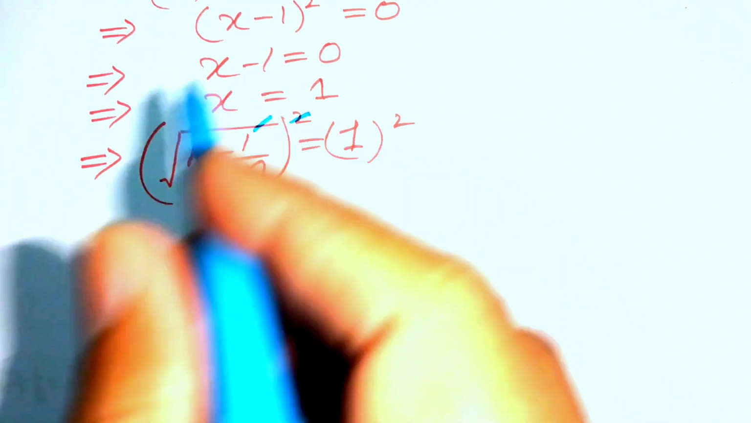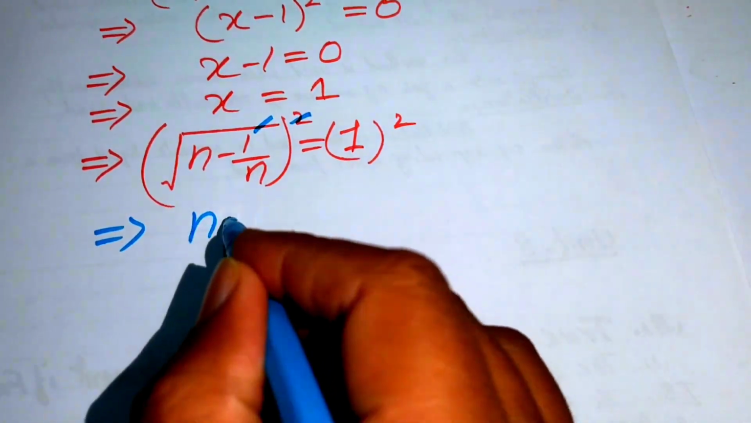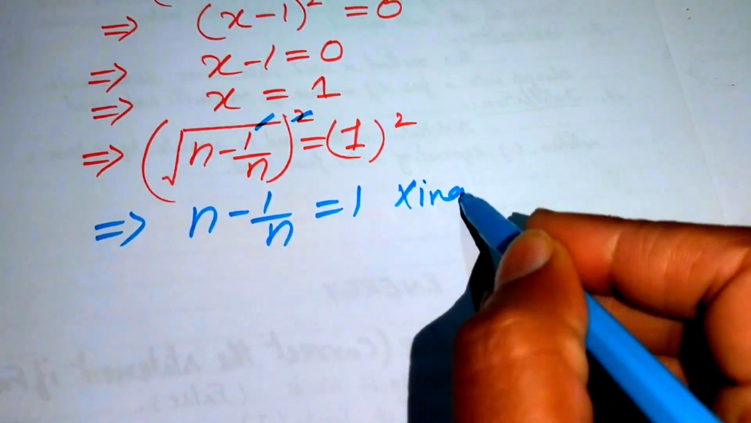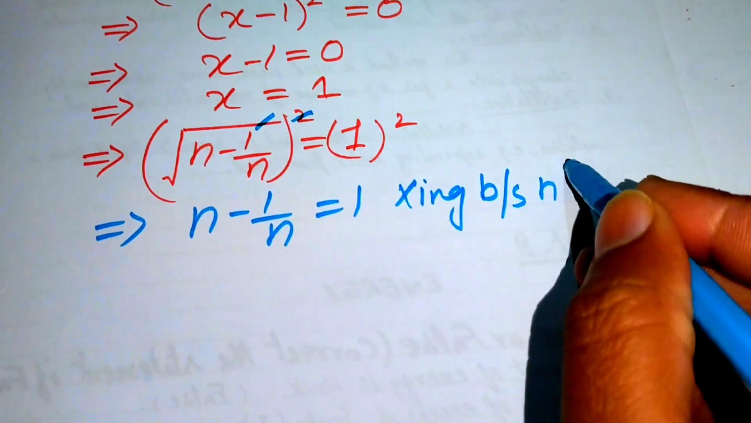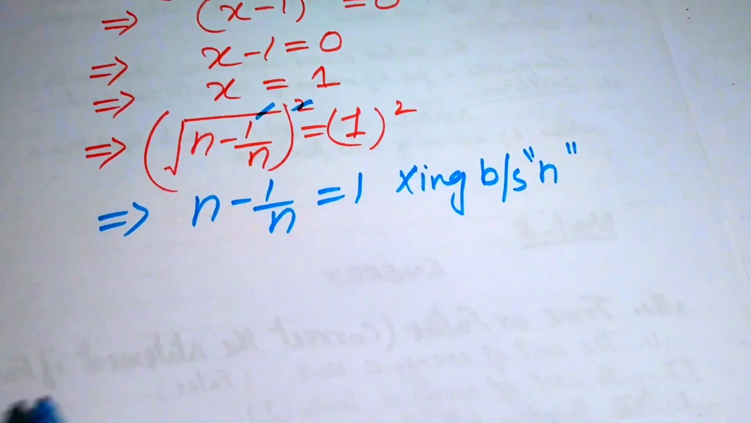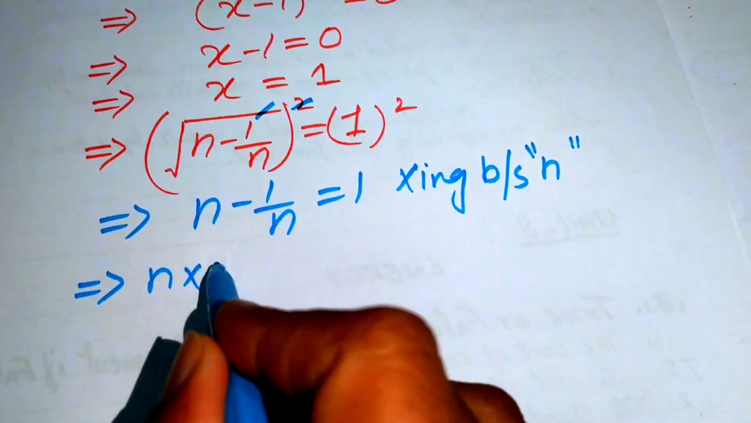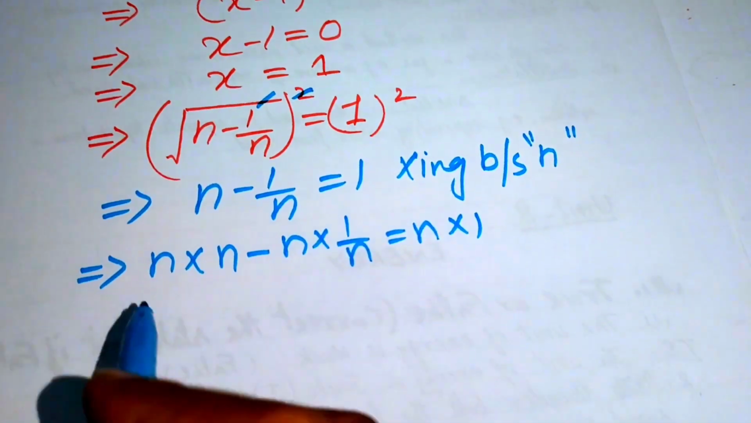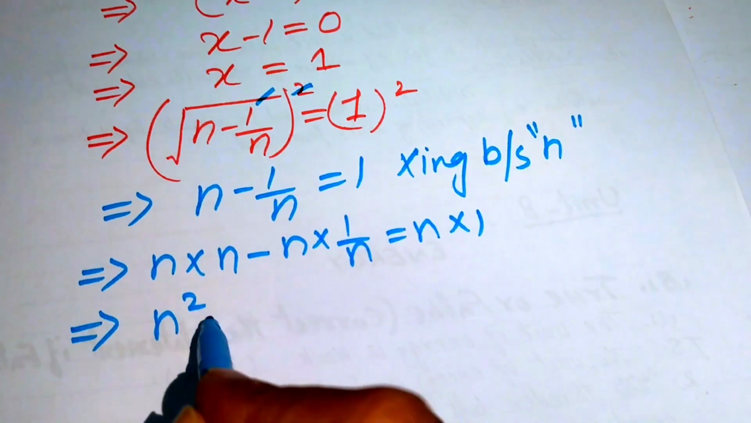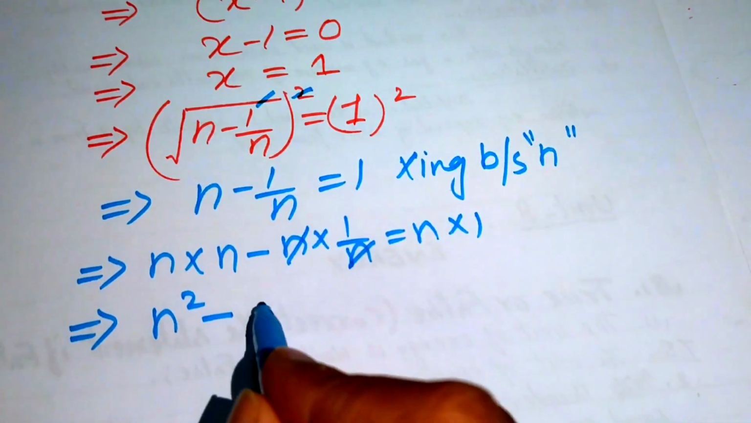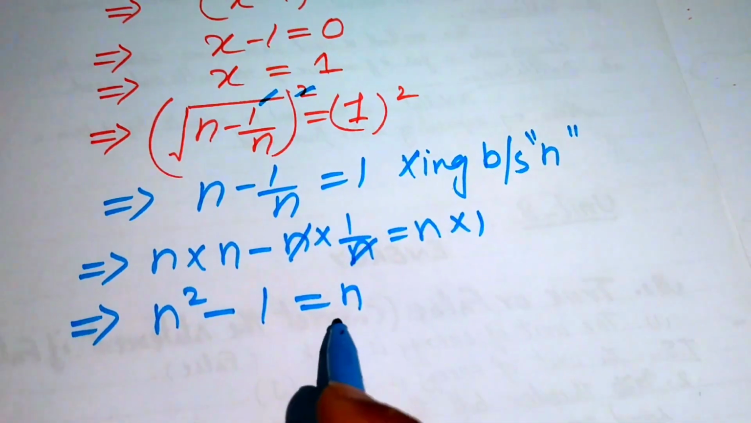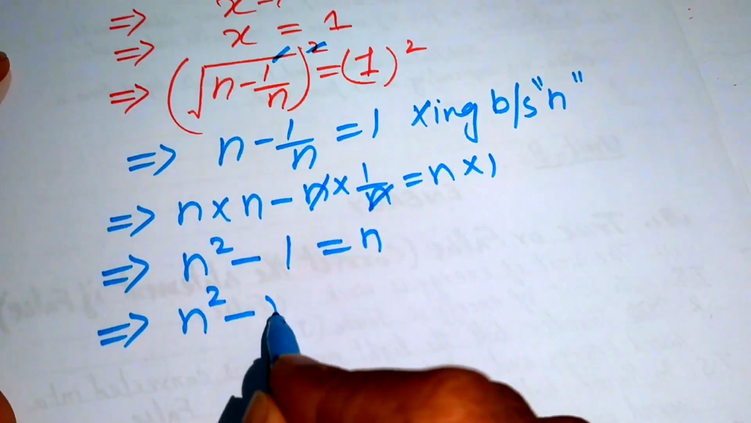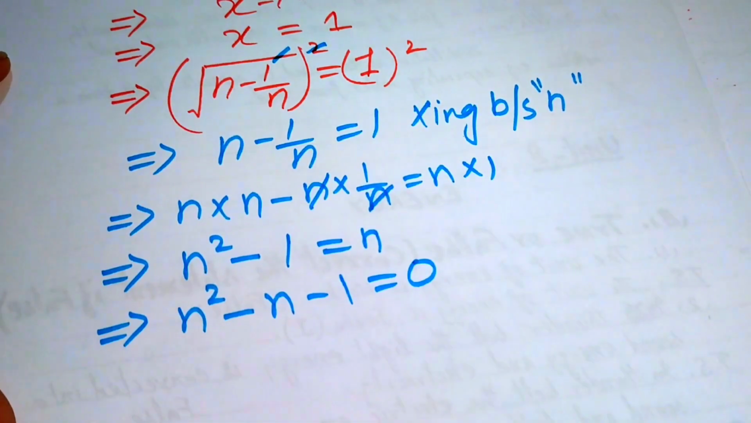Here you see that the square and square root are gone, and we get (n-1)/n = 1. Now we multiply both sides by n, and you get n multiplied by (n-1)/n equals n multiplied by 1. So this implies that we have n² minus 1, since the n is gone, equals n. We move this n to the left hand side, and it becomes a quadratic, n² - n - 1 = 0.